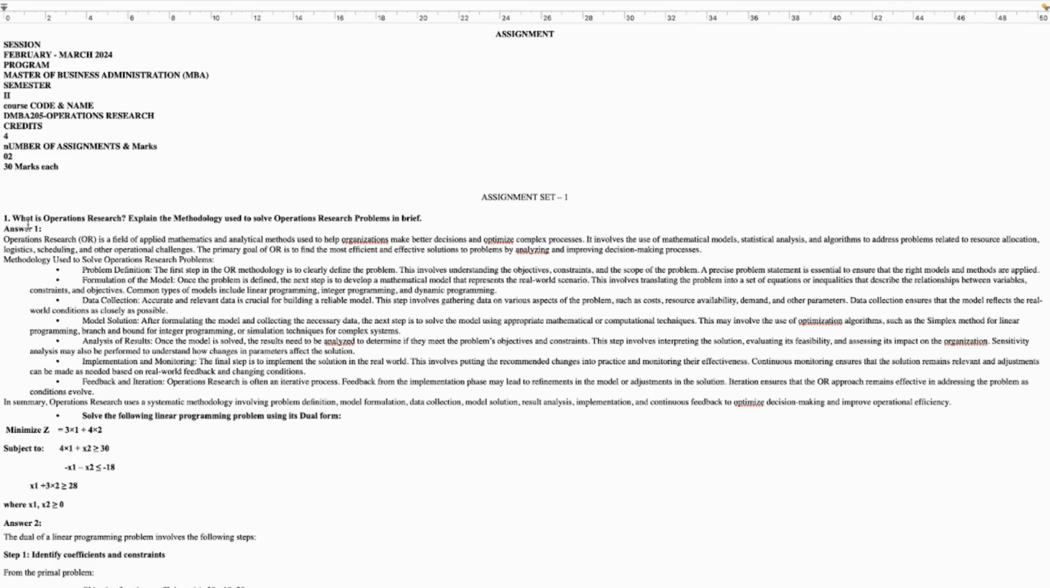What is operations research? Explain the methodology used to solve operations research problems in brief. Operations research, that is OR, is a field of applied mathematics and analytics method used to help organizations make better decisions or optimize complex processes. It involves the use of mathematical models, statistical analysis, and algorithms to address problems related to resource allocation, logistics, scheduling, and other operational challenges. The primary goal of OR is to find the most efficient and effective solution to the problem by analyzing and improving decision making processes. These are some points.